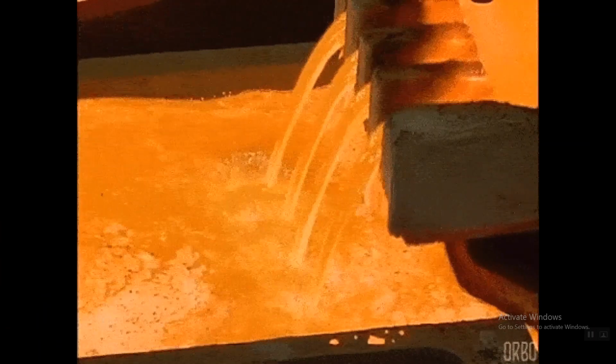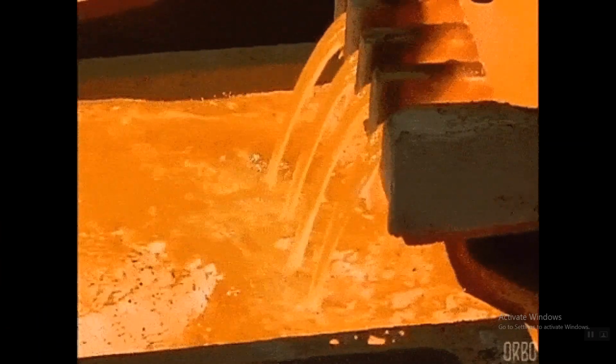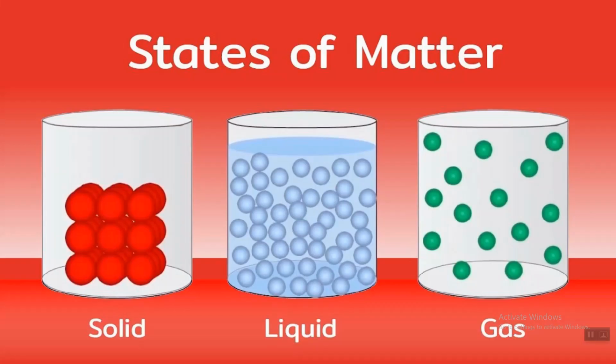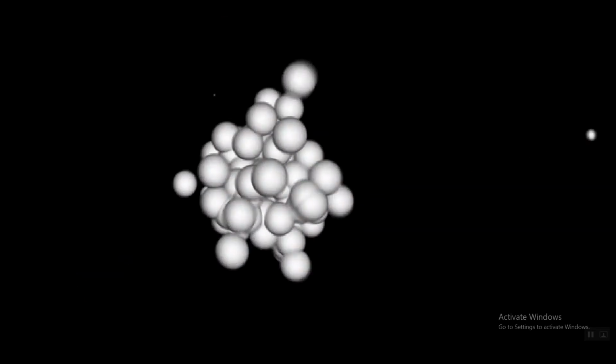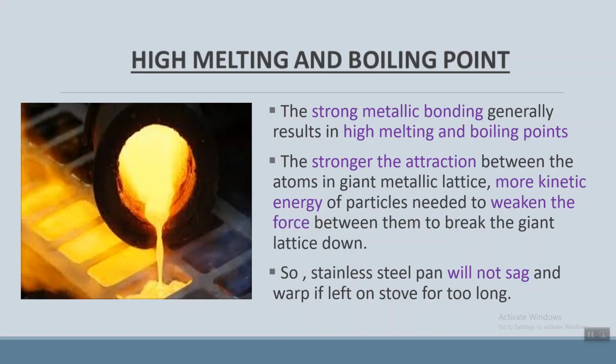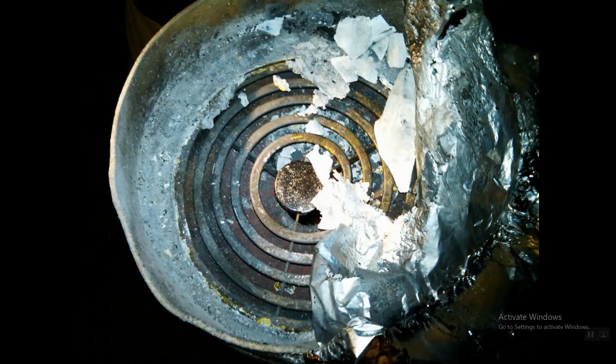Alloys or metals in general have high melting and boiling point because the metallic bond that they possess is considered strong. A change of physical state can only happen if the energy supplied is enough to overcome the forces of attraction between metal ions and delocalized electrons. Since metallic bond is strong, more energy is needed to break down the bond, hence the high melting and boiling point. This is important so that the cooking pan will not sag, warp, or eventually melt when left on stove for too long.